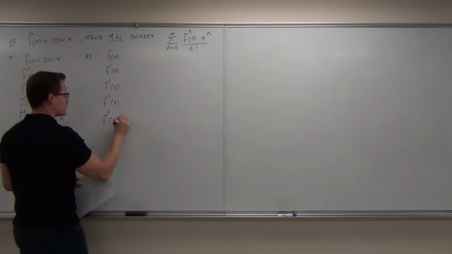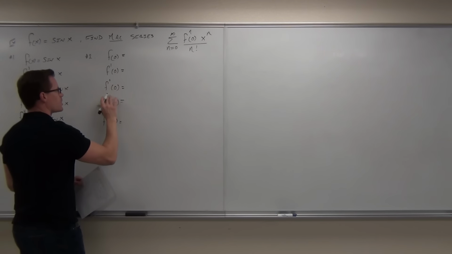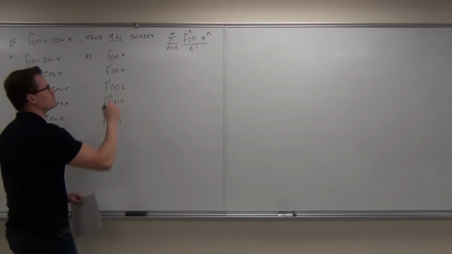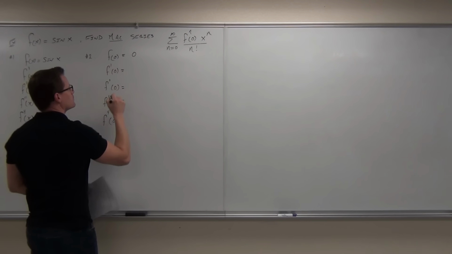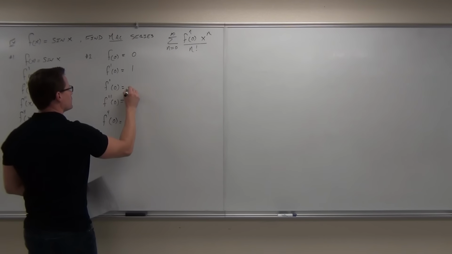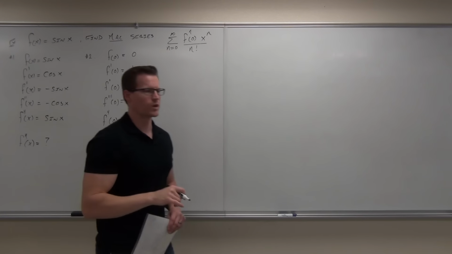And so on. Let's see if you can give this a try. What's the function itself at 0? Yep. What's the first derivative at 0? 1. And then? 0. And then? 8. And then? 0. So we go, this is weird.